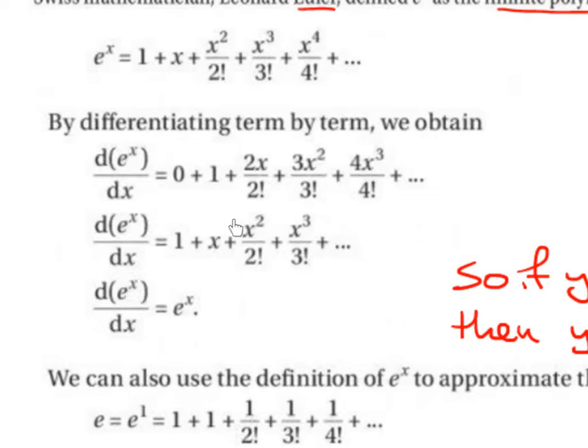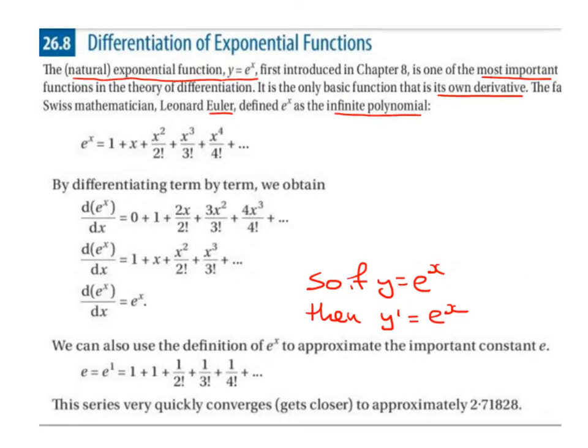And this is obviously the same as the original series, so therefore this is equal to e to the power of x. So d e to the power of x dx is equal to e to the power of x. So the derivative of e to the power of x is e to the power of x. So its derivative is itself. So if y equals e to the power of x, then y dash or y prime is equal to e to the power of x also.